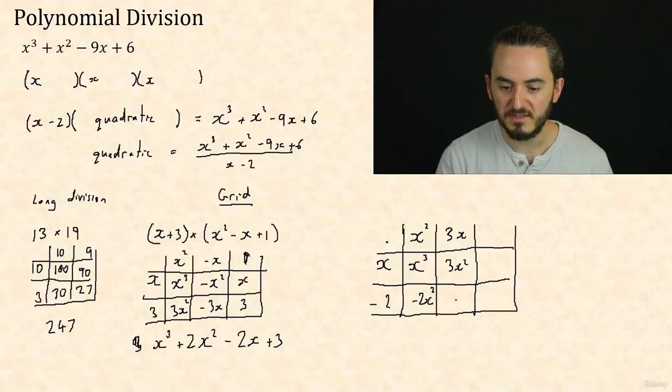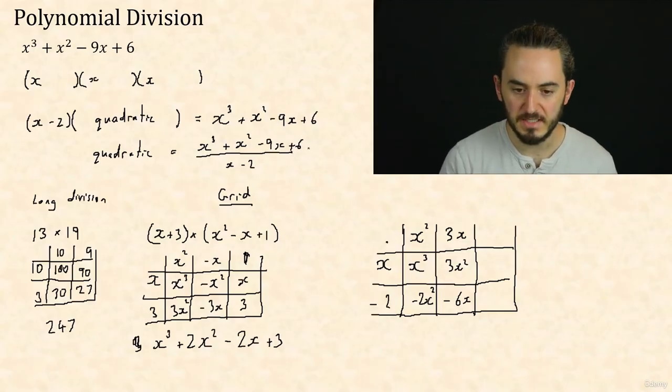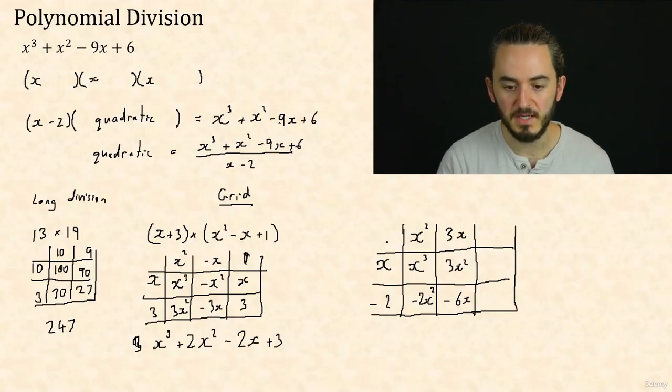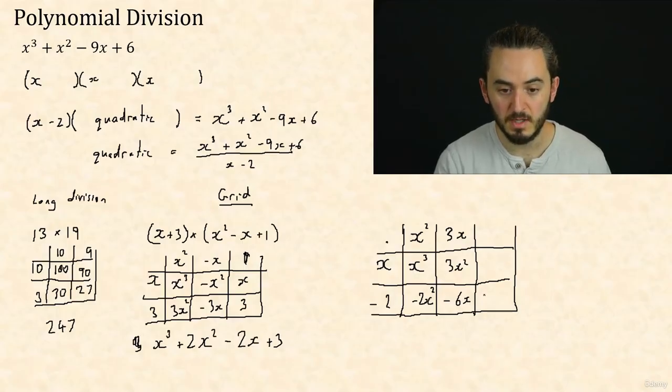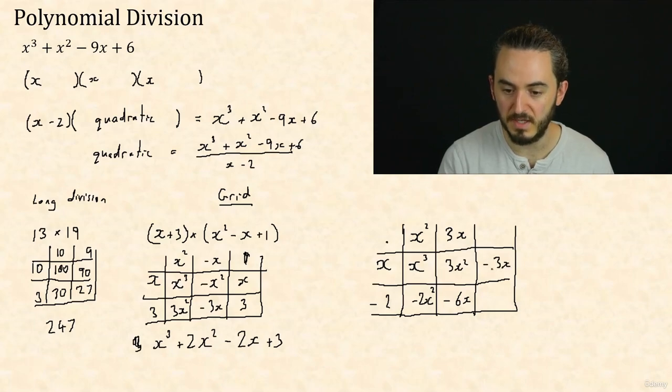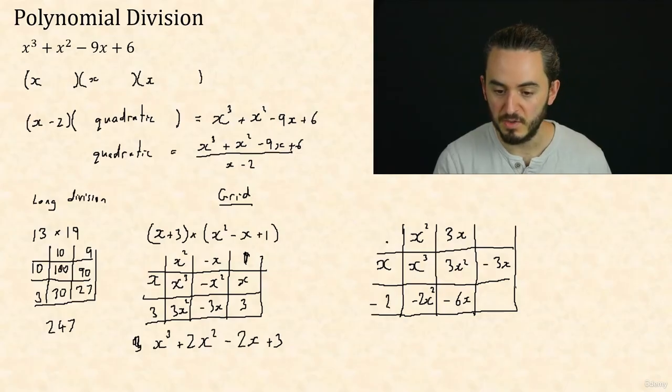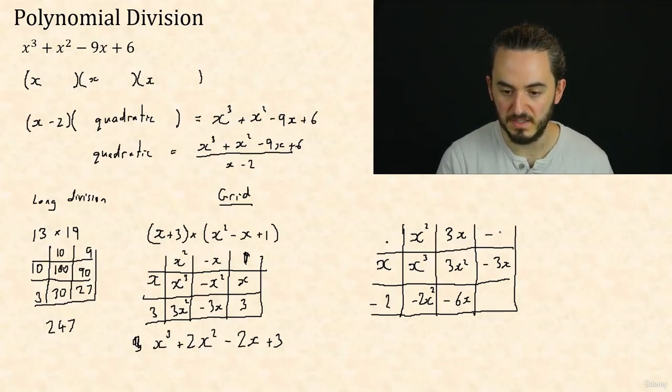Okay, but now I can fill in this square, because 3x times minus 2 is minus 6x. But how many x's did I actually need? I needed minus 9x, and I've got minus 6x here. So I need another minus 3x, because then minus 3x plus another minus 6x is minus 9x. So what goes up here? Well, x times what gives me minus 3x? It's minus 3. And finally, I can do negative 3 times negative 2 is 6.